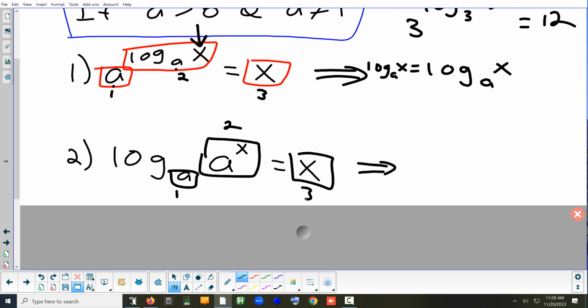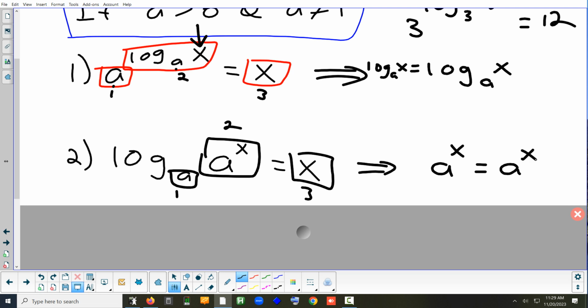Just so we know what box we're talking about. What's your base here? What box is that from? Yeah, your base is A. Logarithm always equals what kind of number? The exponent. So box 3 is an exponent. And what ends up by itself on the other side? The argument, which is box 2.